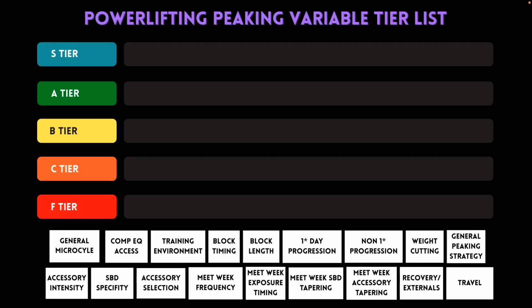So I guess first one would just be general micro layout. So kind of like we talked about, the overall program, like how dialed is the program? Does it work for the athlete? Is the athlete making progress within that? And just the general structure of the microcycle as a concept, right?